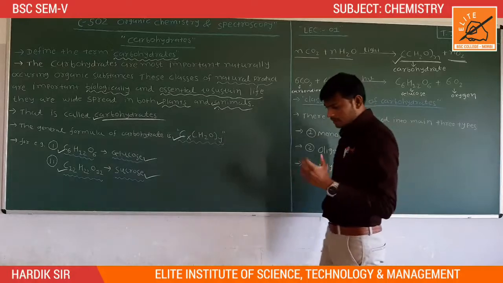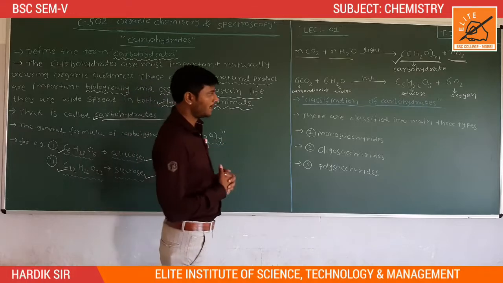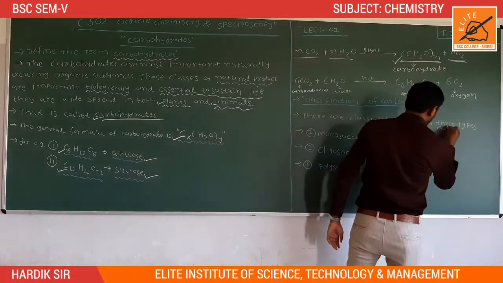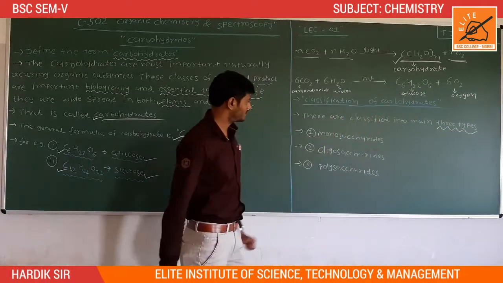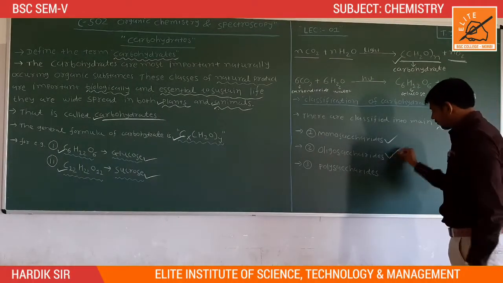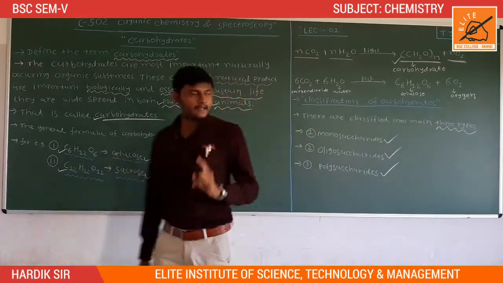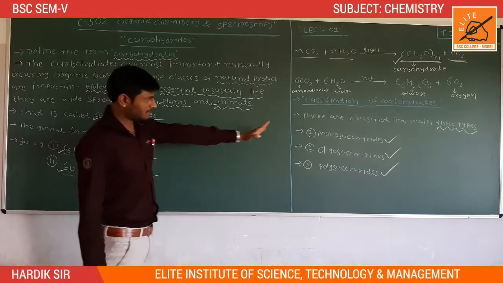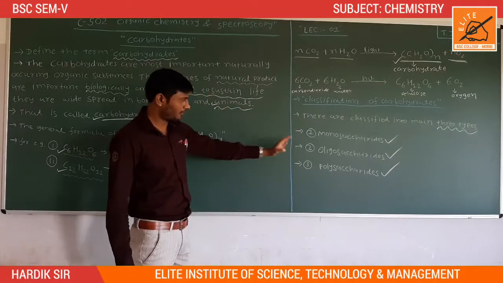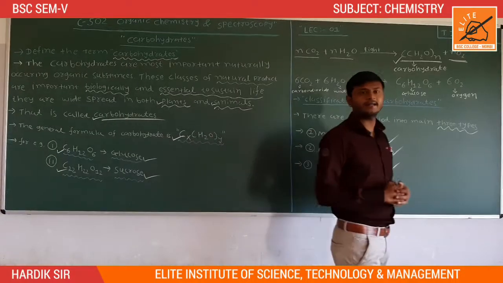Now we will learn about the classification of carbohydrates. How many types of carbohydrates are there? They are classified into 3 main types. First is monosaccharides, second is oligosaccharides, and third is polysaccharides. These are the 3 main types of carbohydrates.